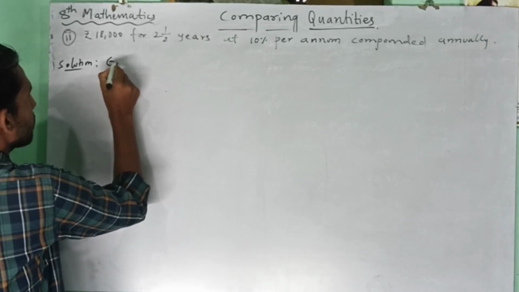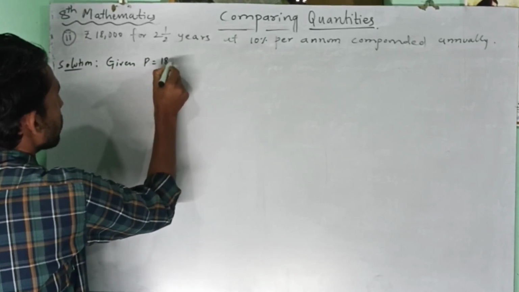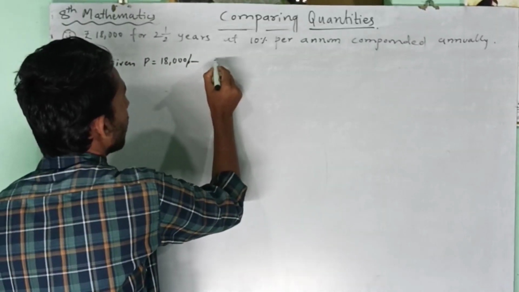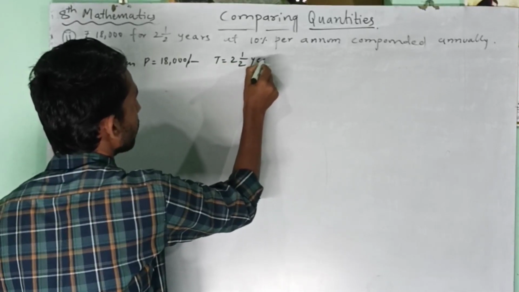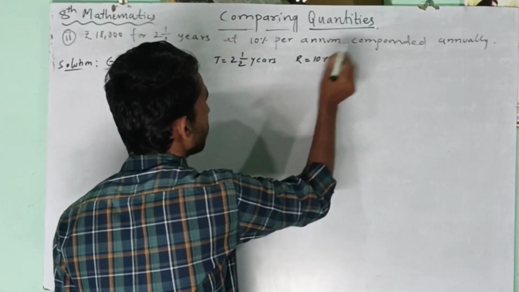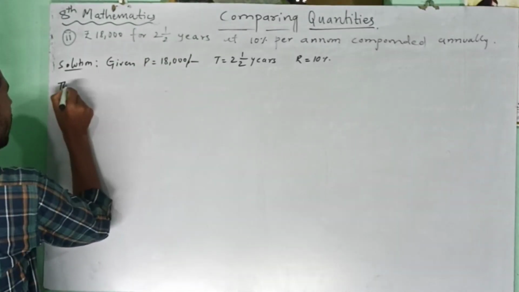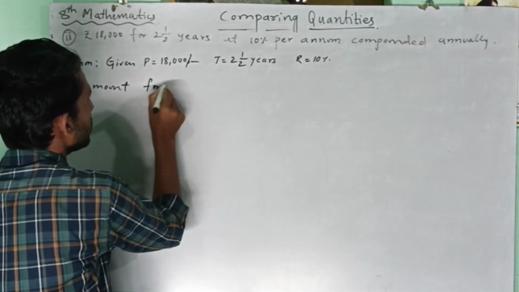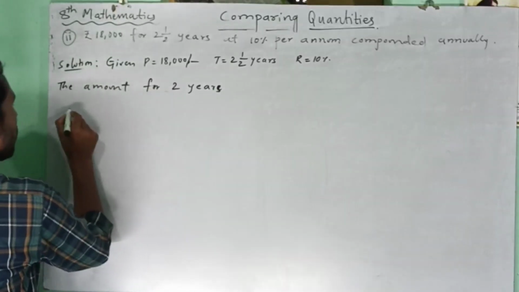Given, P is 18,000 and T that is 2.5 years and R that is given here 10%. We have to find out here compounded annually. Okay, let us see here the amount for 2 years. Okay, we know the formula.